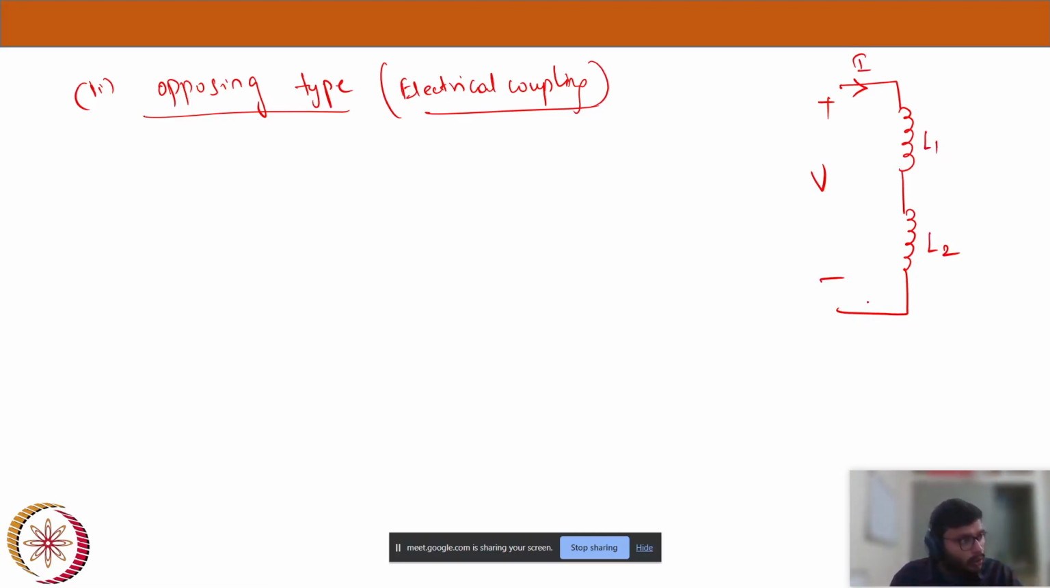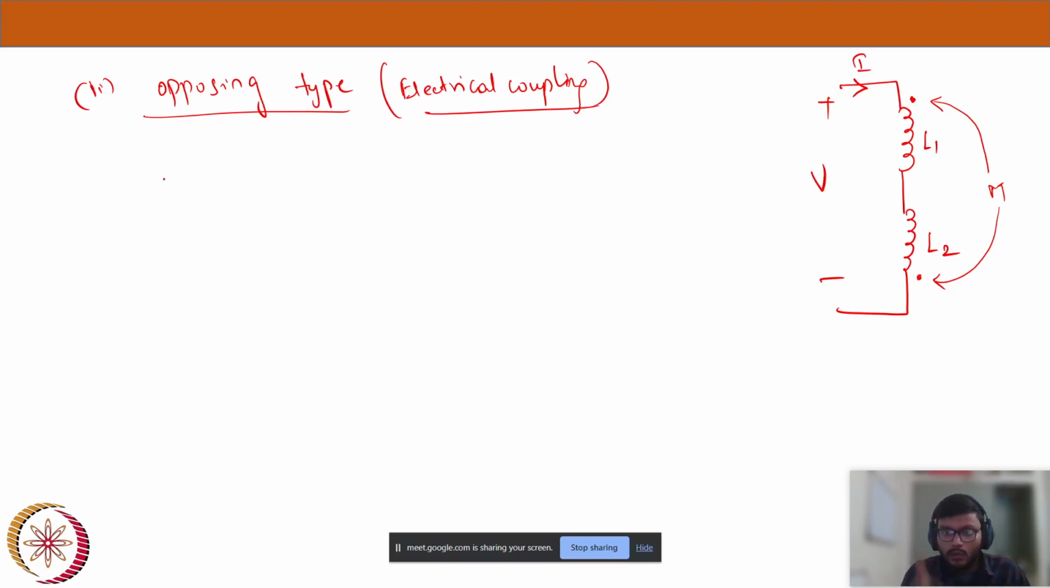But what I will do now is simply change the placement of one dot. For coil 1, the dot will remain at the same place, but for coil 2 I will place the dot here. Now the mutual inductance will exist here. See, I have changed the dot position of coil number 2. Now, can anyone explain the polarities of the mutual inductances in this coil?